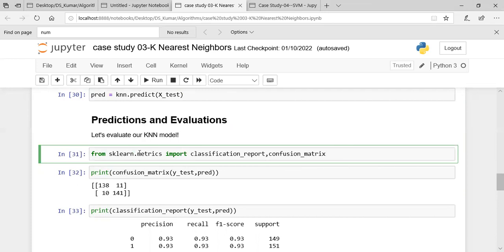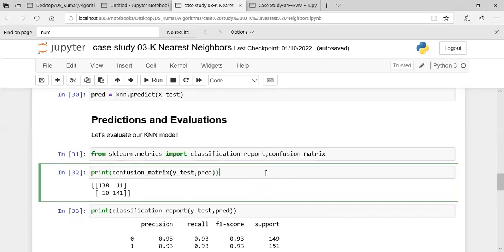As usual, we have sklearn.metrics. We are importing the classification report and the confusion matrix. Now, how do I generate the confusion matrix, friends, between Y test and Y prediction? I am using the prediction along with the Y test. Y test means actual values, and our predictions are the values generated by our model.